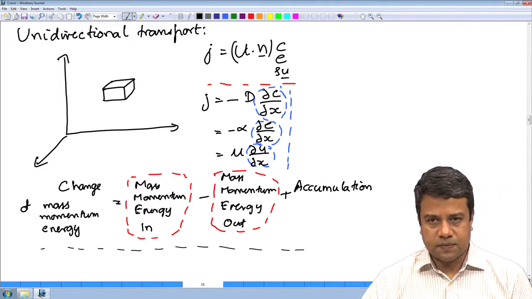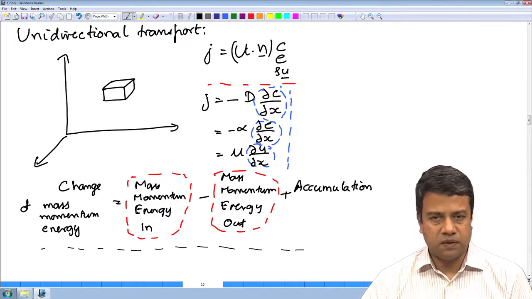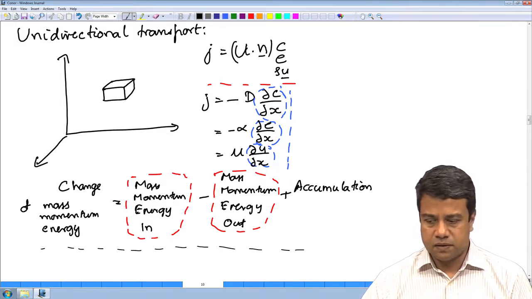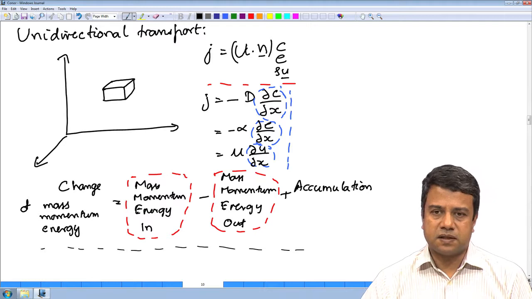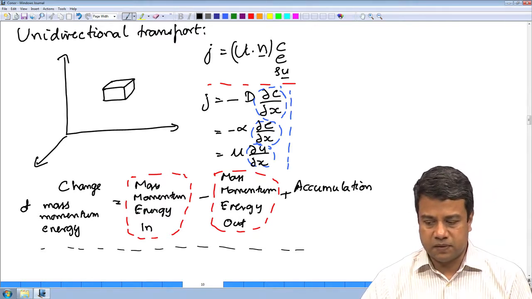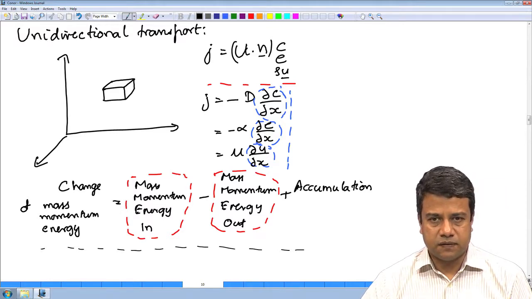The rates of transport are the rates of transport across the surface of this differential volume for two reasons. One is due to convection and the other is due to diffusion. The convective flux is just the normal velocity times the density of mass, momentum or energy. The diffusive flux is given by the constitutive relations, and we put these two together to get the differential equations.